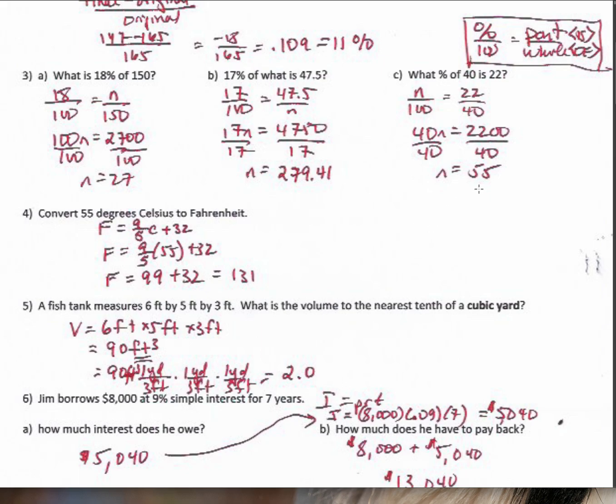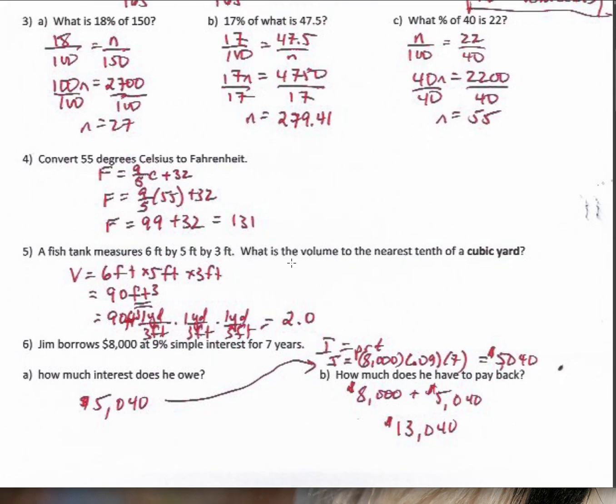Letter C, n works out to be 55 because what percent? That's n in the percent place over 100 equals 22 over 40. Cross multiply, 40n is equal to 2200. Dividing by 40, and I get n is 55.